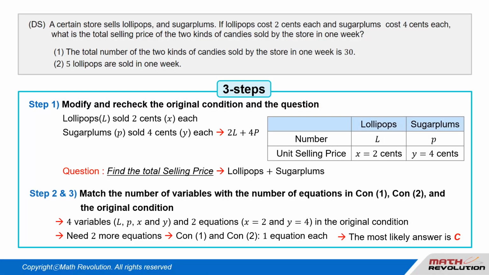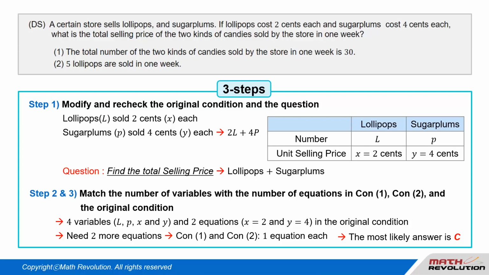Follow the second and the third step. From the original condition, we have 4 variables, L, P, X, and Y, and 2 equations, X equals 2 and Y equals 4. To match the number of variables with the number of equations, we need 2 more equations. Since conditions 1 and 2 will provide 1 equation each, C would most likely be the answer.